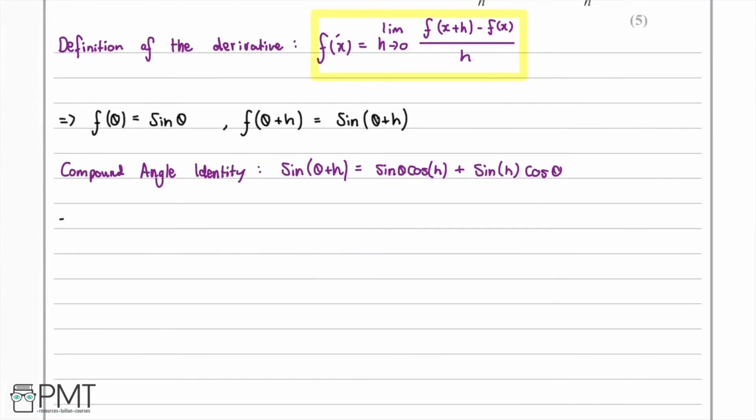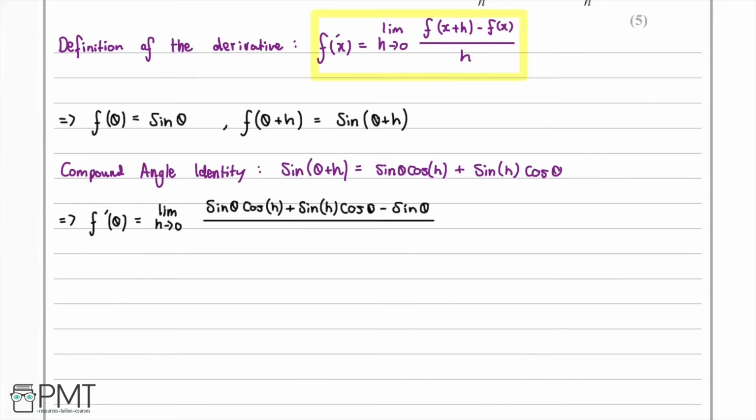So this means we'll have that f dash theta is going to be equal to the limit as h tends to 0 of sine theta cos h. We're going to then add sine h cos of theta. And then we now need to subtract our f of theta term, which is going to be sine theta. So we take away sine theta. And then we divide all of this by h.